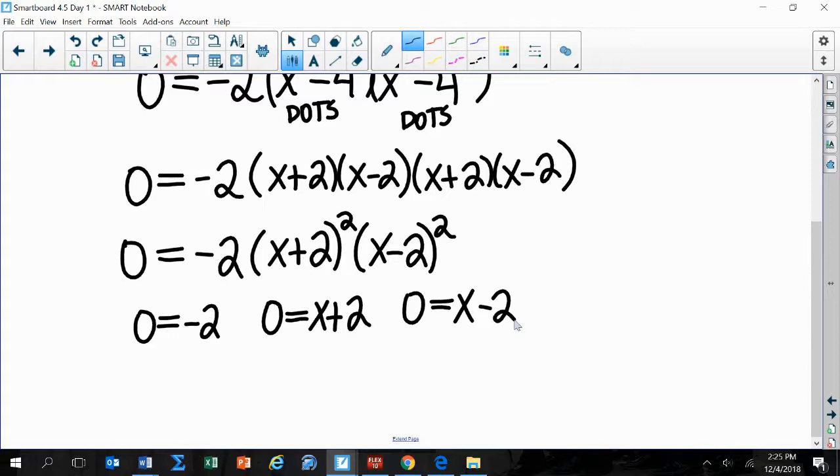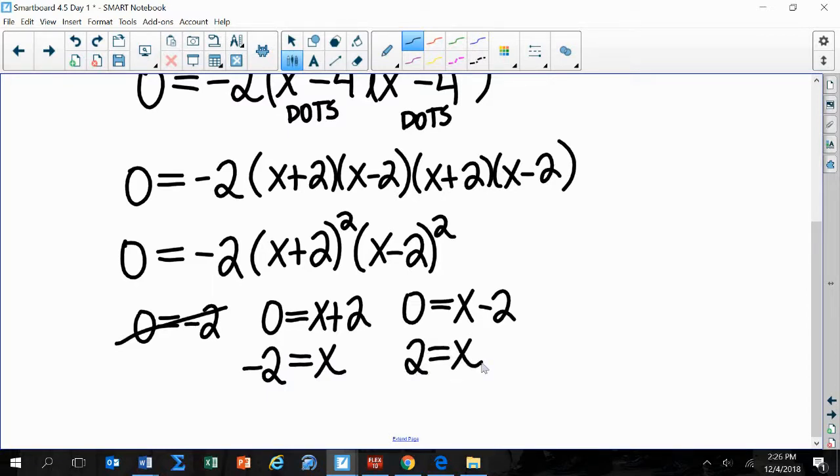Okay, can I solve for a variable in this left equation? 0 equals negative 2. Yeah, there's no variable to solve for. So I don't have to worry about that one. Here, if I subtract 2 on both sides, I get that x is negative 2. And here, if I add 2 on both sides, I get that x is positive 2.